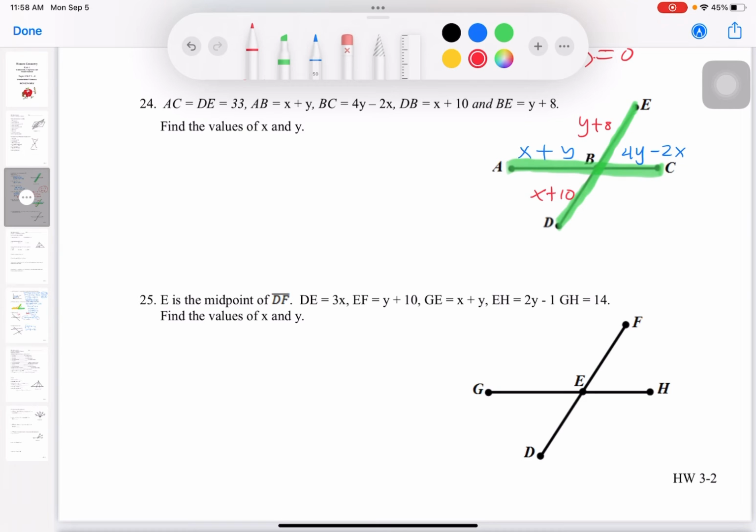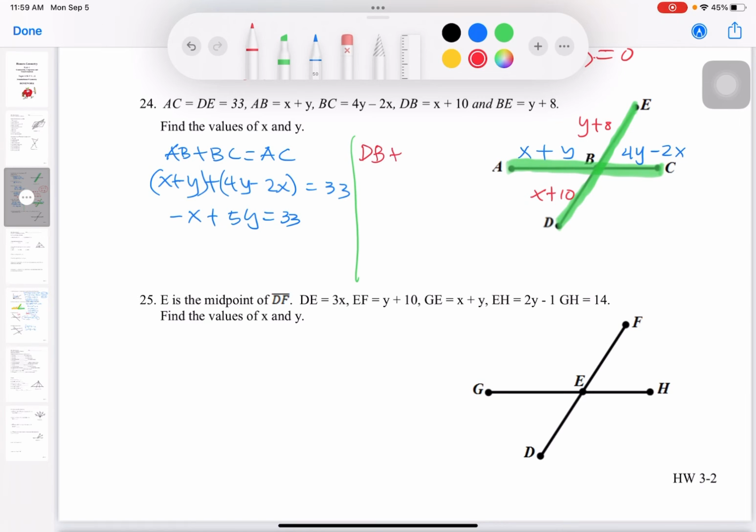Applying the segment addition postulate, AB plus BC is equal to AC. Plugging in those expressions and the value of AC, we'll end up with x plus y plus 4y minus 2x is equal to 33. Simplifying the left side of the equation, we'll end up with negative x plus 5y is equal to 33.